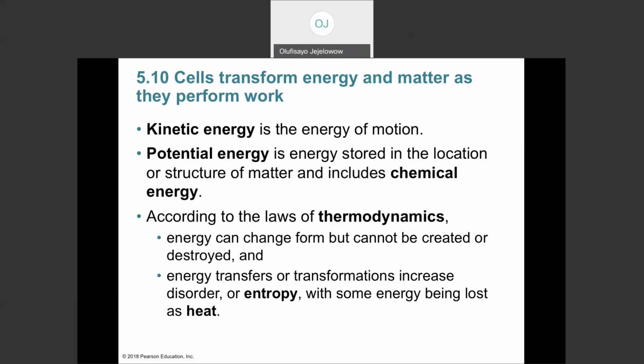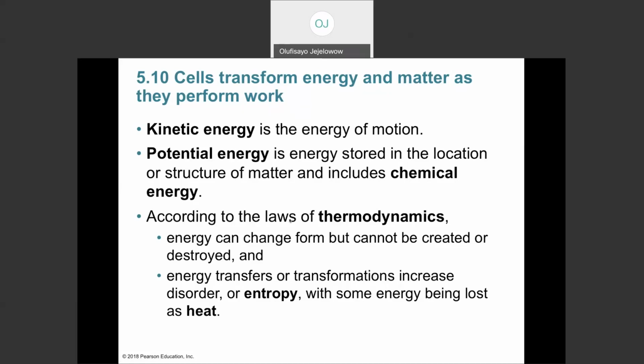After studying the transformation of energy, scientists came up with the laws of thermodynamics. The laws of thermodynamics state that energy can change form, but cannot be created nor destroyed. So the only energy that we have is harvested, obtained from the sun. We cannot create energy or destroy energy. But energy can be transformed.